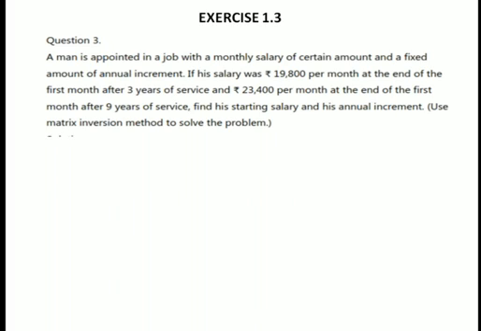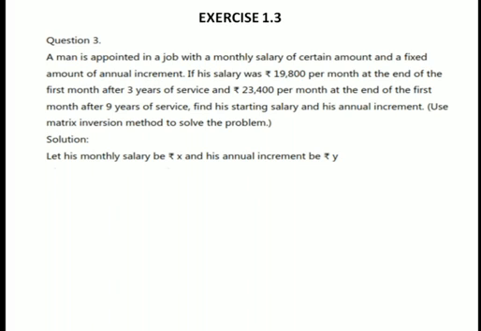Third question. A man is appointed in a job with a monthly salary of a certain amount and a fixed amount of annual increment. If his salary was rupees 19,800 per month at the end of the first month after 3 years of service and 23,400 per month at the end of the first month after 9 years of service, find his starting salary and his annual increment. Use the matrix inverse method to solve the problem.